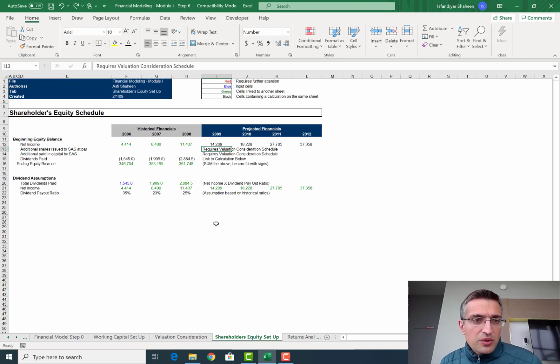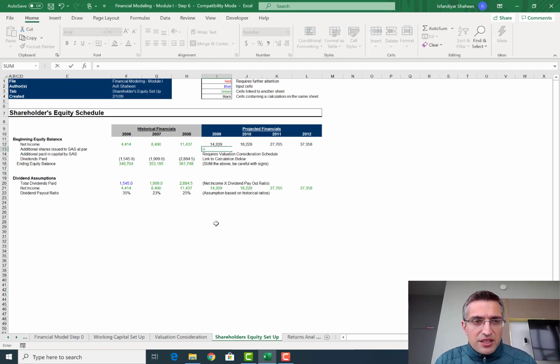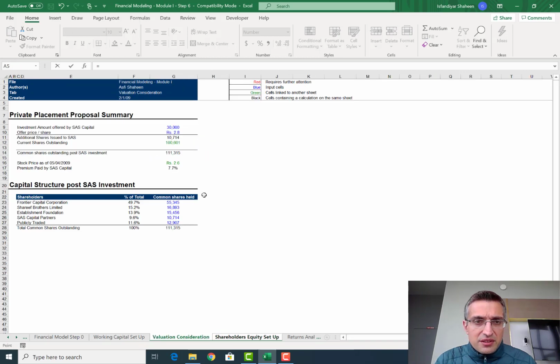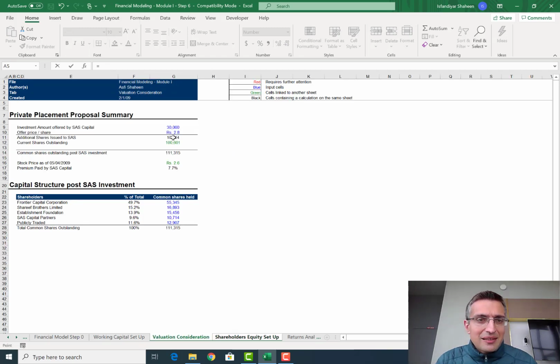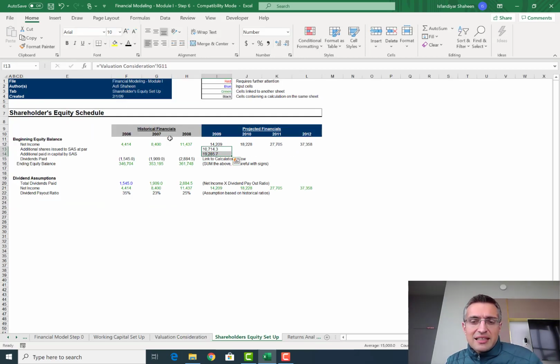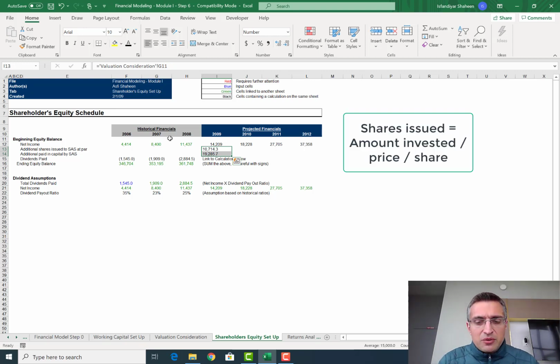So for now, take this valuation sheet as a given and use it to populate the shareholders' equity schedule. So in this shareholders' equity schedule, we want to link in the shares that were issued to SAS, which is 10.7 million, and we want to also calculate the additional paid-in capital. That's just going to be the total price that they paid minus the shares that were issued, because in this case the par value of each share is 1 rupee. These two things collectively are summing to the total investment amount of 30 million.